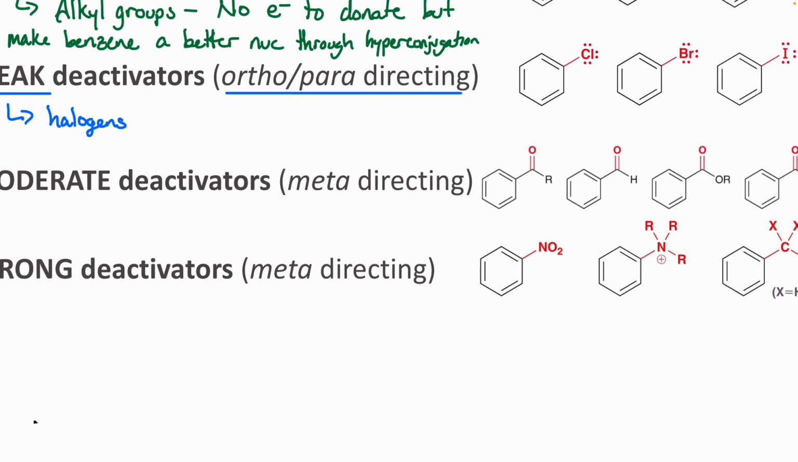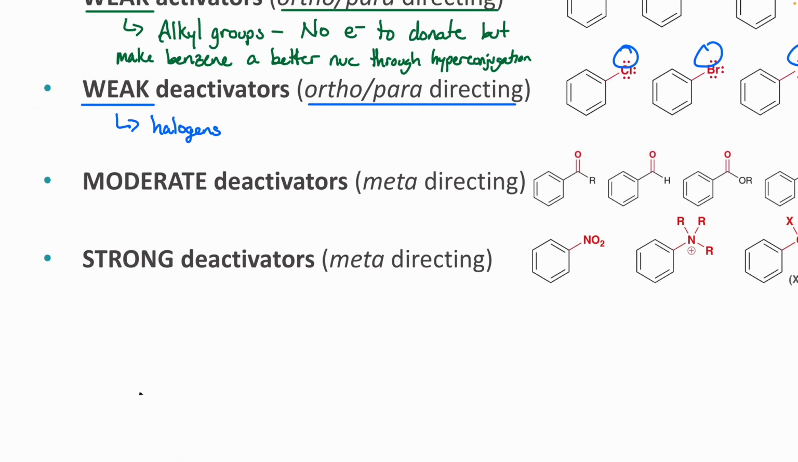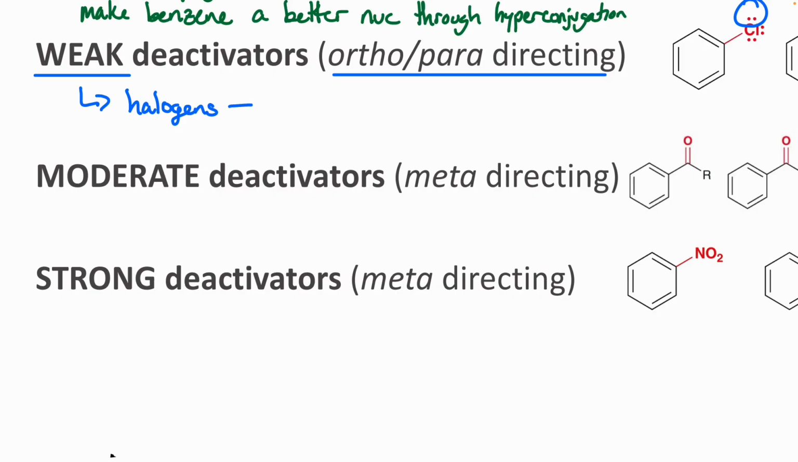And halogens are kind of in a weird category because they do have pairs of electrons that they can donate through that ring, but they're also very electronegative, and they withdraw through what's called induction. So they've kind of got this push-pull where they both donate and withdraw from the ring at the same time. All right? So halogens, they can donate their lone pairs, but they also withdraw through induction.